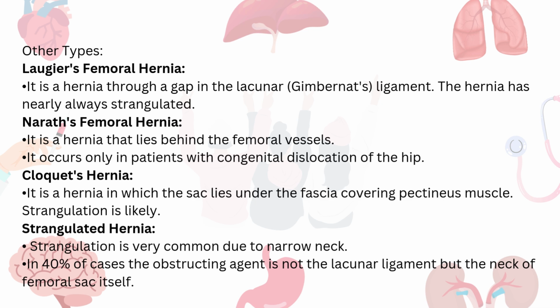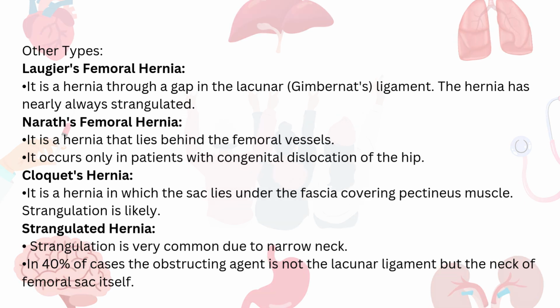Then we have Cloquet's hernia. It is the hernia in which the sac lies under the fascia covering the pectineus muscle and strangulation is likely. So strangulation is common in all types of the femoral hernia: in Laugier's hernia, which is through the lacunar ligament, in Narath's hernia, which is posterior to the femoral vessels, and in Cloquet's hernia, which is posterior or under the fascia covering the pectineus muscle.